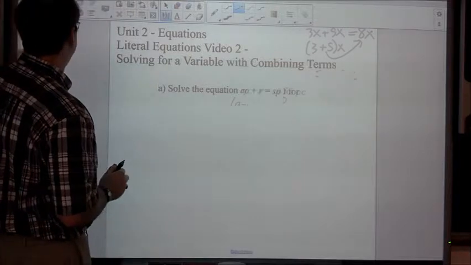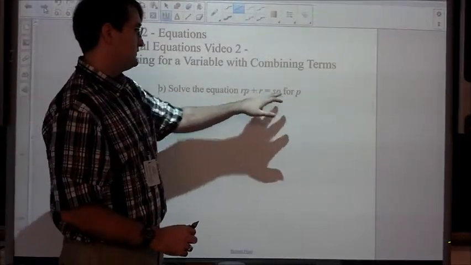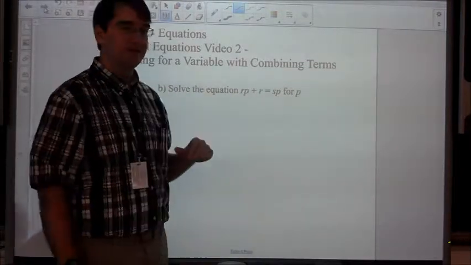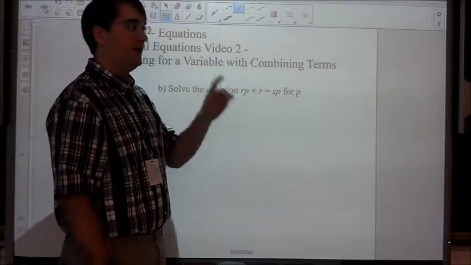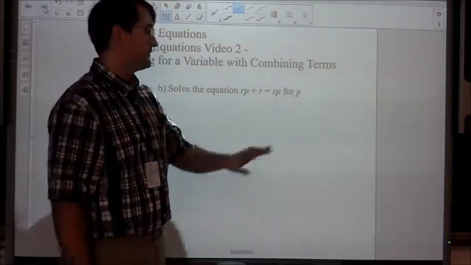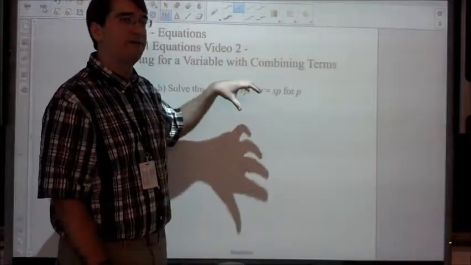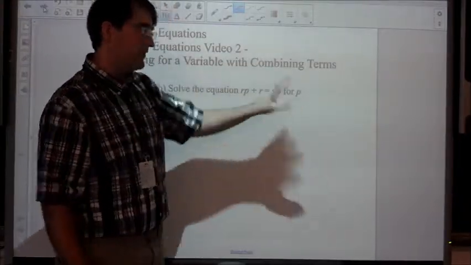We'll do another example. Notice this one's a little bit different. We have two R's, we have two P's, and we want to solve for the P. The problem is, the P's are on both sides of the equal sign. In order to solve for a variable, our first step is to make sure that all of the instances of that variable are on one side of the equation. It's not solved for P if we have P's on both sides.